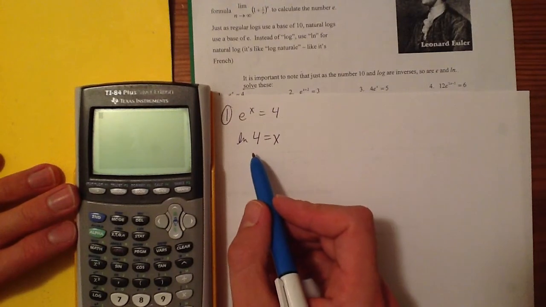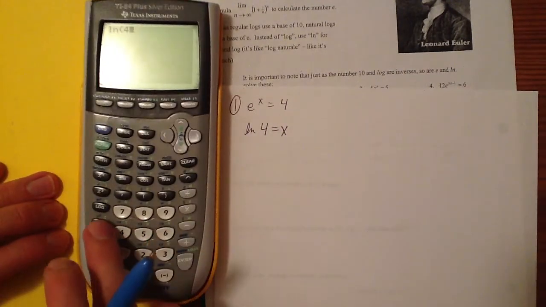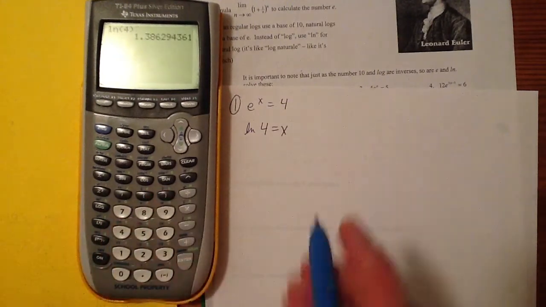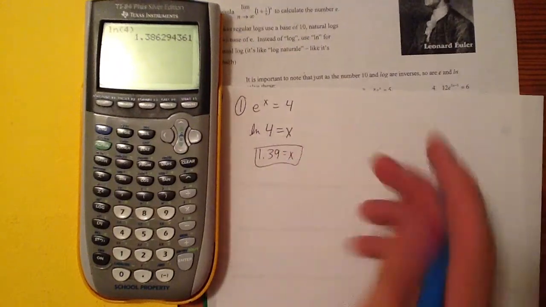I don't know where the glare is on your desk, but anyway, natural log of 4. And don't be asking me where it is. There it is right there, ln 4. Rounded to 2 decimal places, 1.39. That is equal to x, so there's number 1.